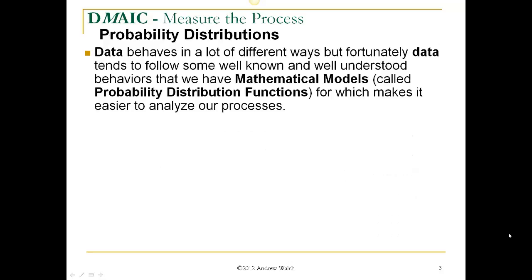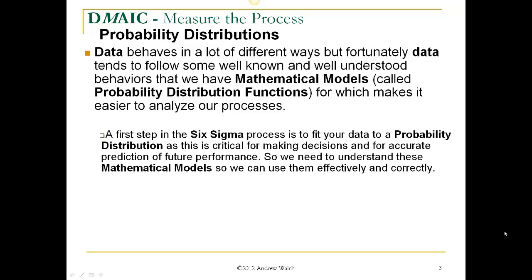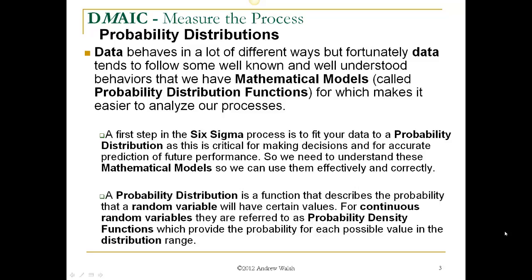Data behaves in a lot of different ways, but fortunately data tends to follow some well-known and well-understood behaviors that we have mathematical models for called probability distribution functions, and this makes it easier to analyze our processes. The first step in the Six Sigma process is to fit your data to probability distributions, as this is critical for making decisions and for accurate prediction of future performance. So we need to understand these mathematical models a little bit so we can use them effectively and correctly.